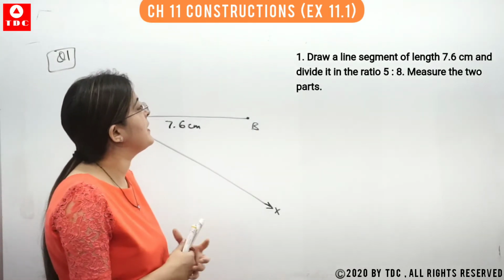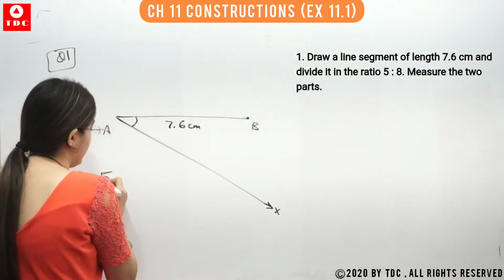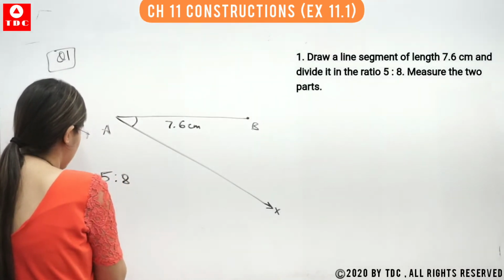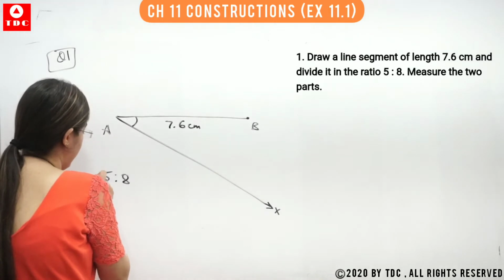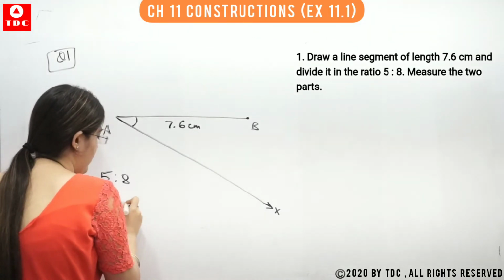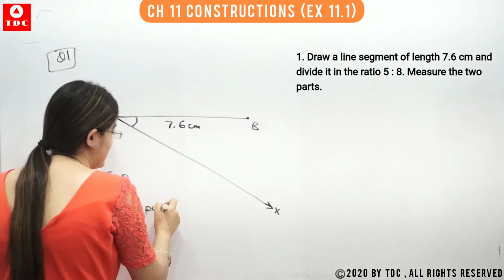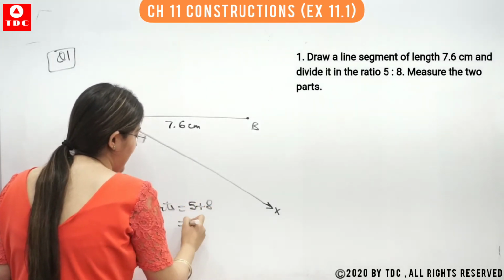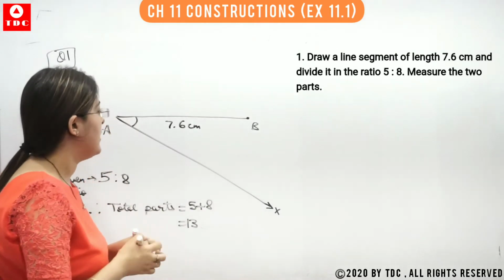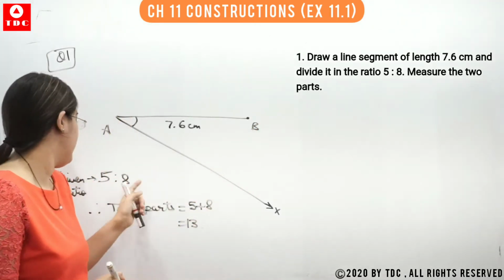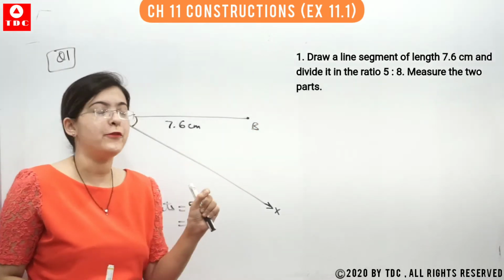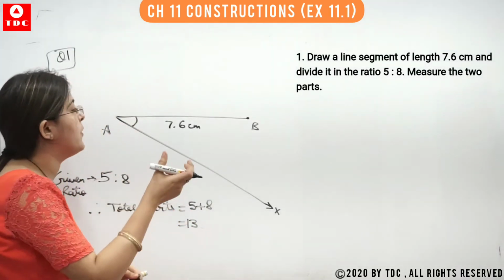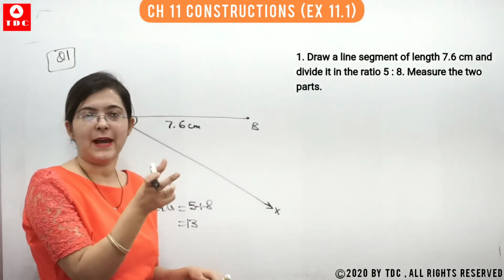Now see, what is the ratio given? 5:8. Given ratio is 5:8. Therefore, what will be the total parts? It will be 5 plus 8, that means 13. We have to divide it into 5:8, so first we have to find out the total parts. It is 13.